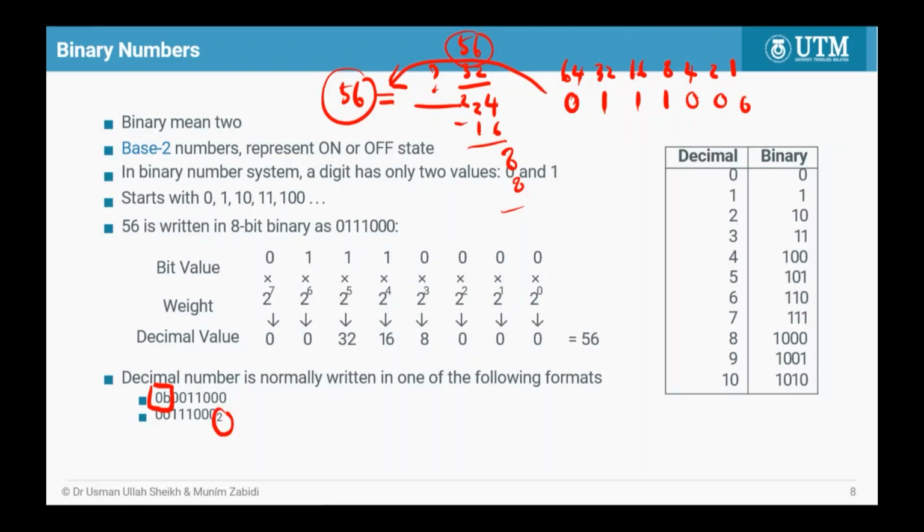So 0 is 0, 1 is 1, 2 is 1 0, by using the weightage system. So how to make a 2? You put 1 at weight 2 and 0 at weight 1, so you will come out with 1 0. What about 3? 3 is 2 plus 1, so that's why 1 1. What about 4? 4 is 1 2 4 8, so here you need to put 1, and the rest you put 0. So you come out with 1 0 0 for 4, and the rest follows this weightage system here. So that is for the binary numbers.